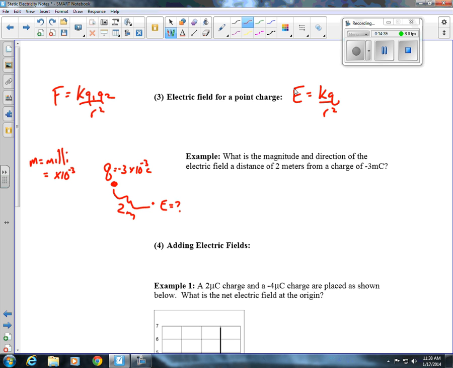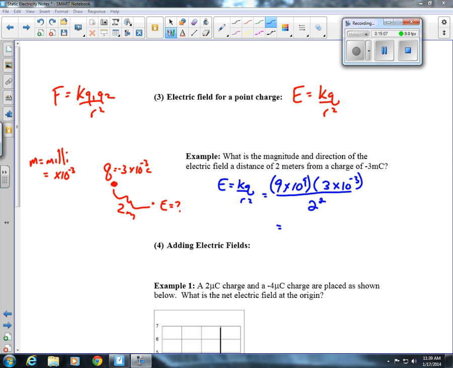Okay, so let's do the magnitude first. It says magnitude and direction. So magnitude is just how big it is. So we're going to use this new equation, KQ over R squared. It's 9 times 10 to the 9 times 3 times 10 to the minus third. I'm going to ignore the negative sign when I'm just trying to find the size of it. And then divide it by 2 squared. And that's going to give me 6.75 times 10 to the 6th, and the units are newtons per coulomb. So that's the magnitude.